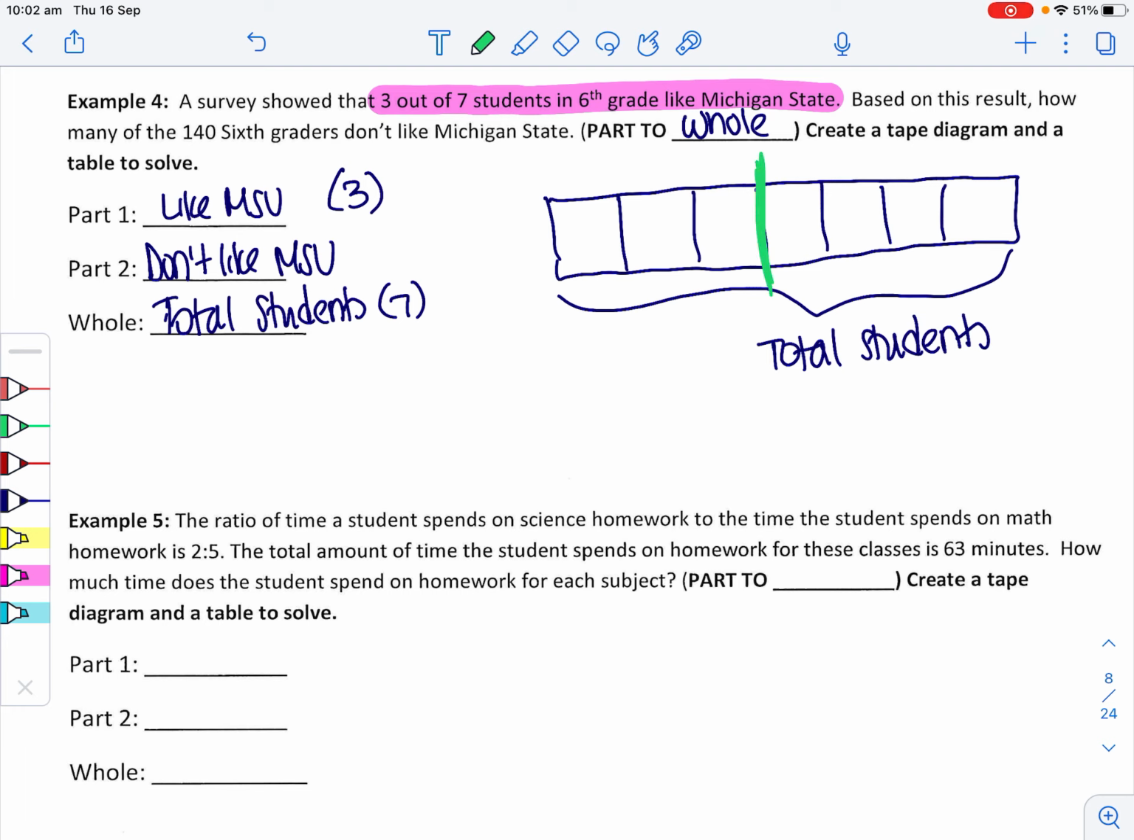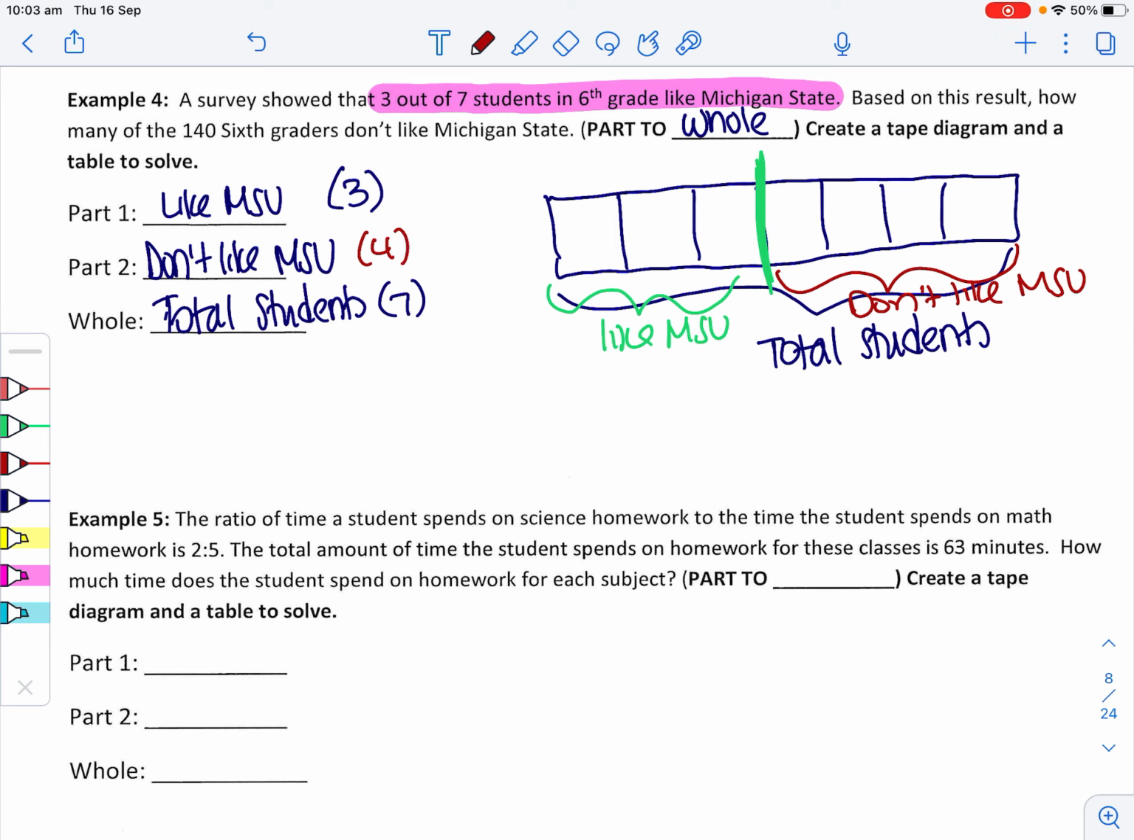And 3 of them like Michigan State. That means that 4 of them don't like MSU. So that's going to be that information. So now I'm going to use the information that they gave me in the question. So it says, based on this result, how many of the 140 sixth graders don't like Michigan State?